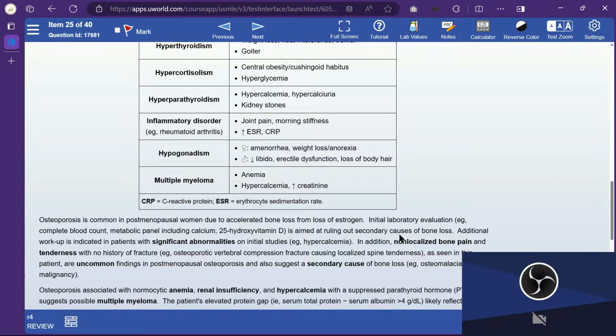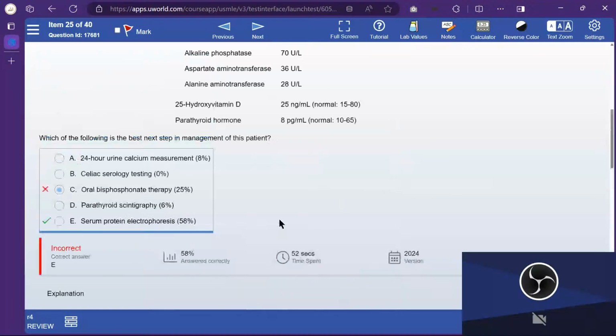Calcium. Initial complete blood count, metabolic panel, calcium, and 25-hydroxy vitamin D are aimed at ruling out secondary causes of bone loss.